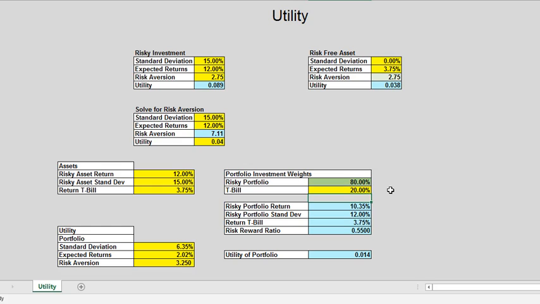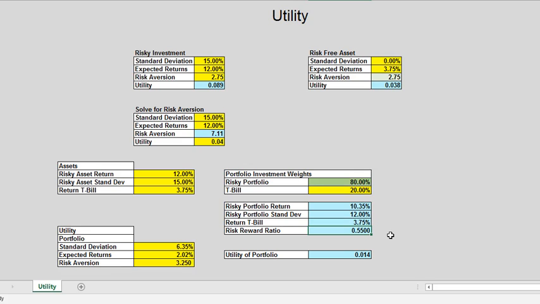So what does that do for us? This portfolio will earn on average 10.35%. Standard deviation of that portfolio will be 12. The return on the T-bill, obviously we had that as 3.75%. And the risk-reward ratio of this is 0.55. So we obviously are earning something greater than the risk-free rate of return.